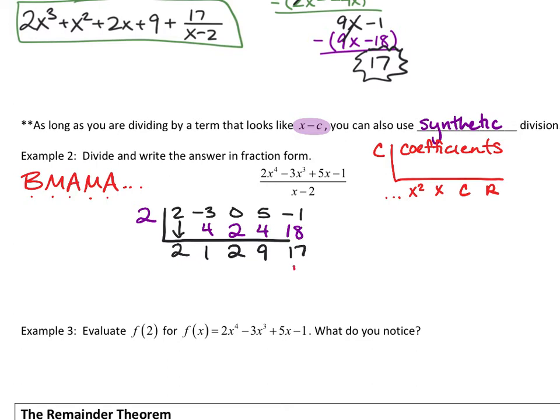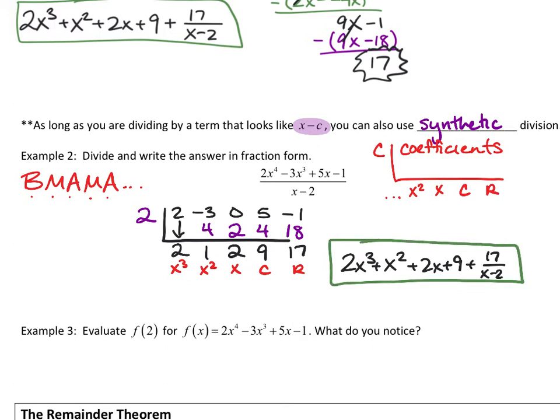So that we end up with a remainder of 17, a constant term of 9, an x term with 2, an x squared term of 1, and an x cubed term of 2. So if I put that all together, this would be 2x cubed plus 1x squared plus 2x plus 9 plus 17 over x minus 2, which again is exactly what we got when we did this with long division. So synthetic division, one, saves us paper, but is another way that we can divide these polynomials, but only if the term we're dividing by looks like this. So x minus c or x plus c.